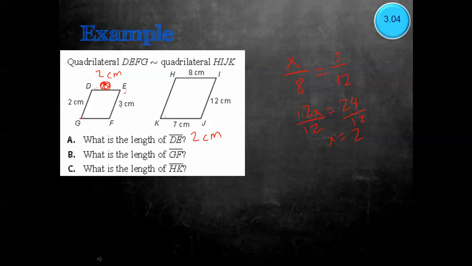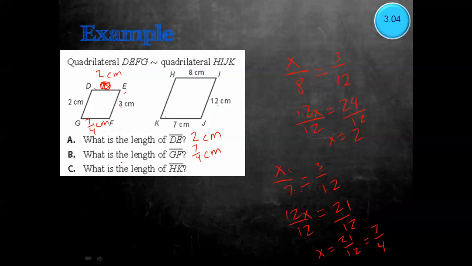Now it wants to know what would be side GF. So let's look here. We'll say that this unknown side is x. So we'll say x over 7, and we can just use the 3 over 12 again. It's going to equal 3 over 12. So again, we're going to multiply our means and our extremes. 12 times x is 12x. 7 times 3 is 21. Divide by 12 on each side, and you're going to get x equals 21 over 12, but we can reduce this down to 7 over 4. So GF is going to be 7 over 4 centimeters.